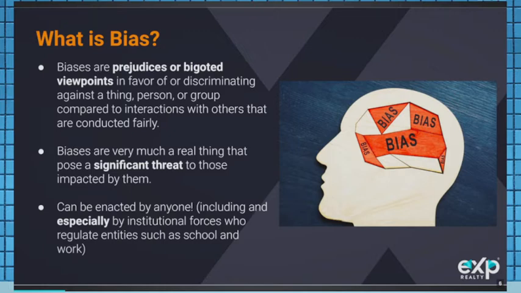For instance, you could say that you have a positive bias towards African American women. Every time I've worked with an African American woman, it's been a positive experience. That's a positive bias, because then the opposite is happening where you think negatively about people that don't fall into that category. Biases are very much a real thing, and they do pose a significant threat to those impacted by them. And biases can be enacted by anyone, including and especially by institutional forces who regulate entities such as school and work. So unconscious biases often find their way into the controls around our workplaces and our schools.